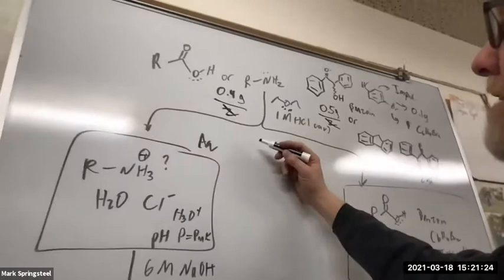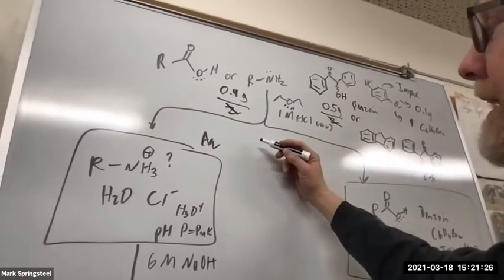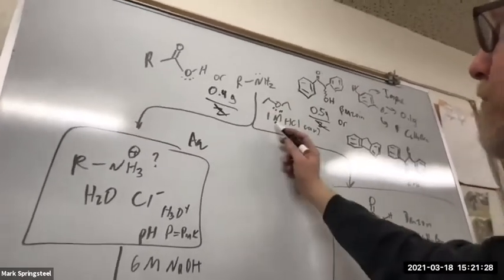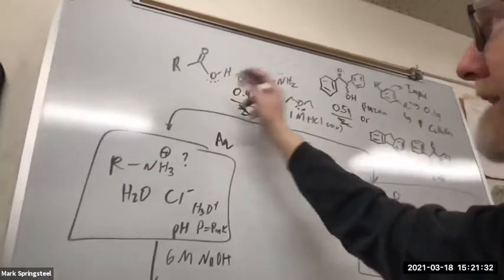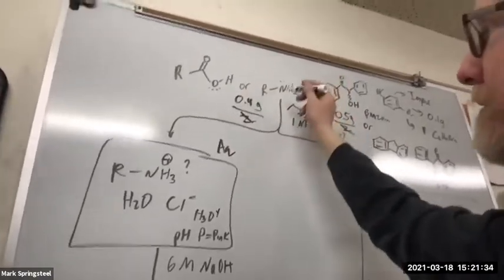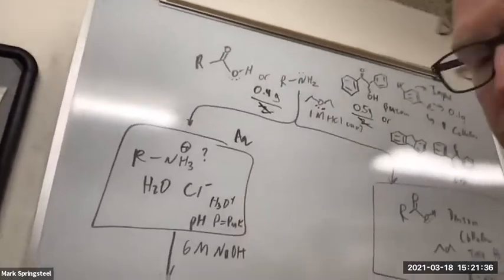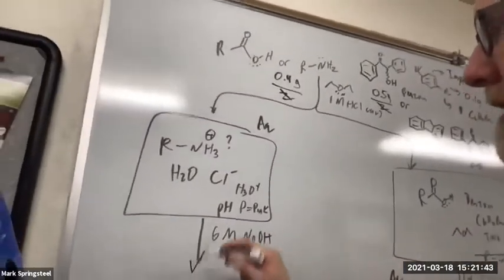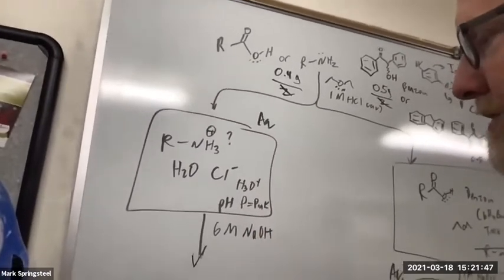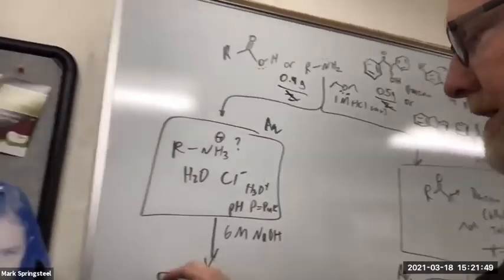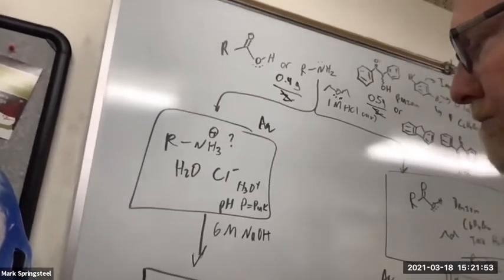I'm going to start off by checking for an amine. So I'm going to add 1 molar HCl. If there's an amine in there and not the carboxylic acid, I either have one or the other, it'll get protonated and go in the aqueous layer, right? And then the rest of the things will go in the organic layer. So this aqueous layer that has the amine now with a positive charge, it's soluble. If I add 6 molar NaOH, I have two things that can happen. I'll either get precipitate or no precipitate.